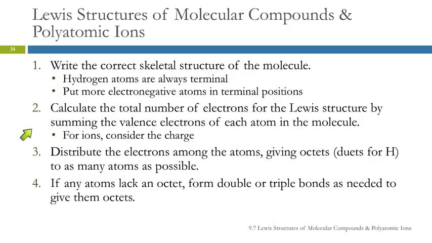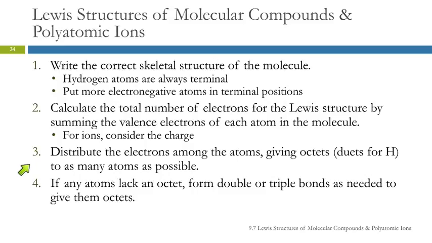Step 2 is figure out how many valence electrons there are. So, total number of electrons for the Lewis structure. The Lewis structure only shows valence electrons. So we just add up the valence electrons for each atom in the molecule, and then if it's an ion, you have to think about the charge. That'll cause the number of electrons to be more or less.